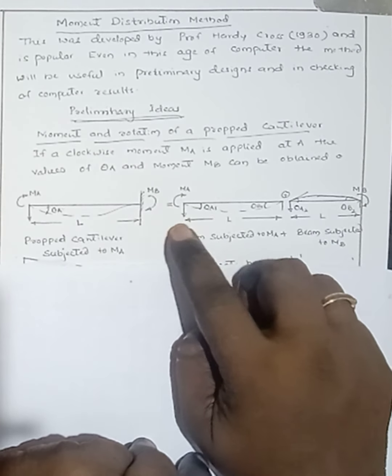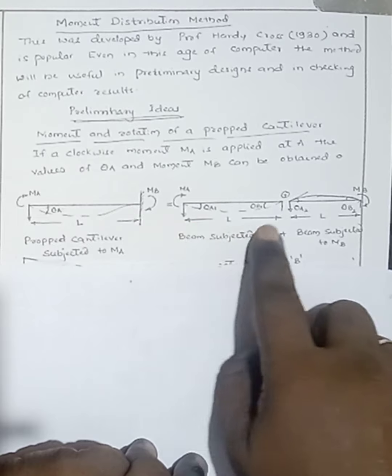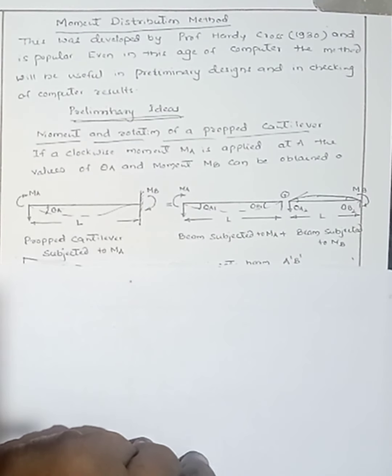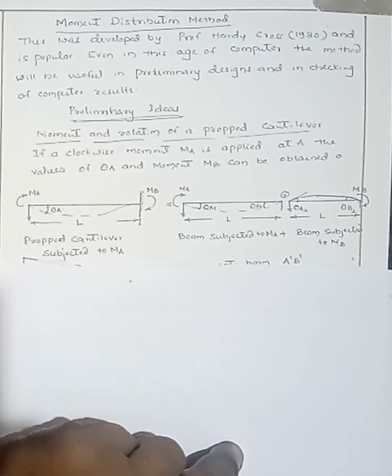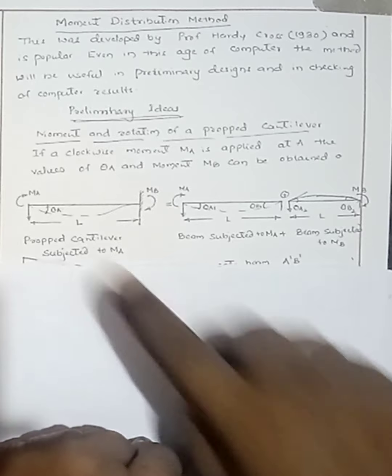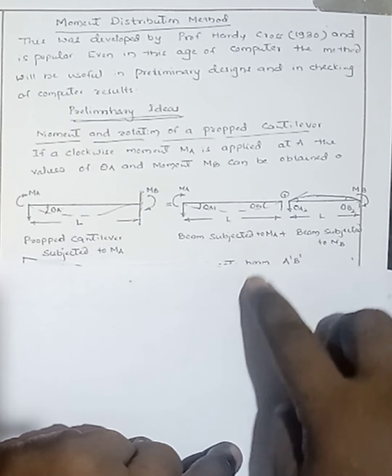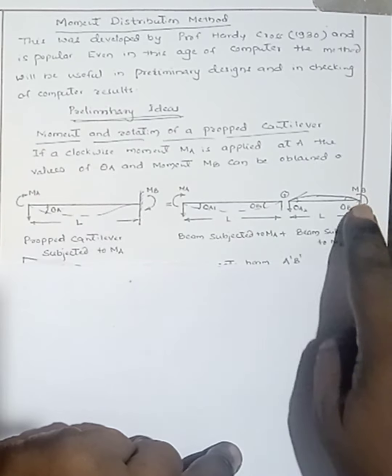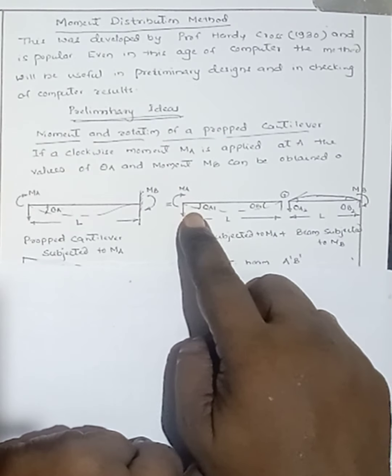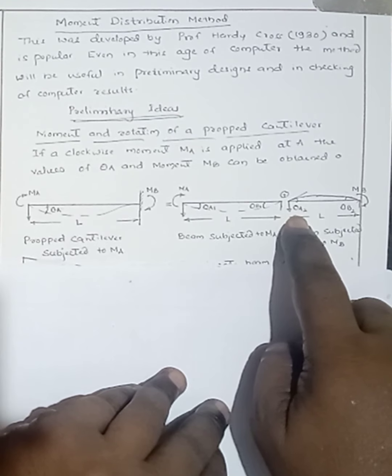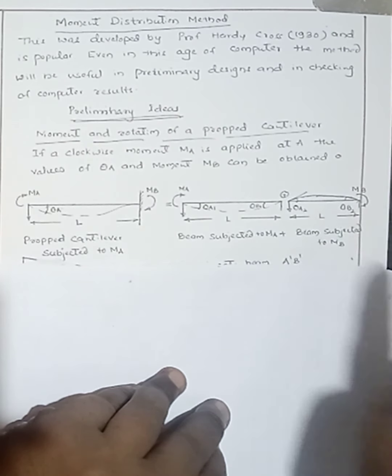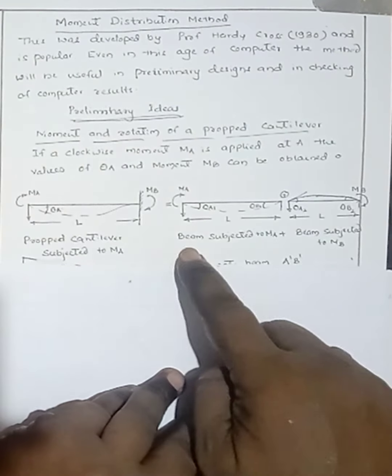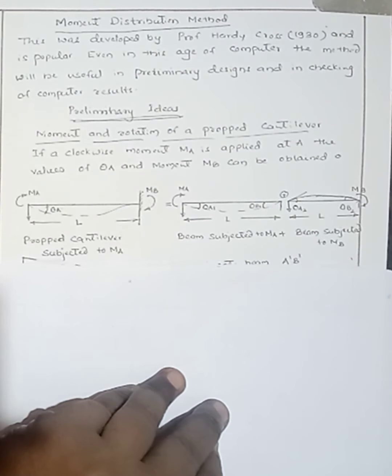Then we have to take separate beams. One is the simply supported beam subjected to moment MA at A. Similarly, another one is subjected to moment MB at B. Then they will undergo deformation. Here MA is clockwise, it will undergo deformation like this. Similarly, MB is clockwise, the deformation is like this. Here this one is theta A1, this one is theta B1, this one is theta A2 due to the moment at B, and this one is theta B2 due to the moment at B. Here the beam is subjected to MA, and here the beam is subjected to MB.